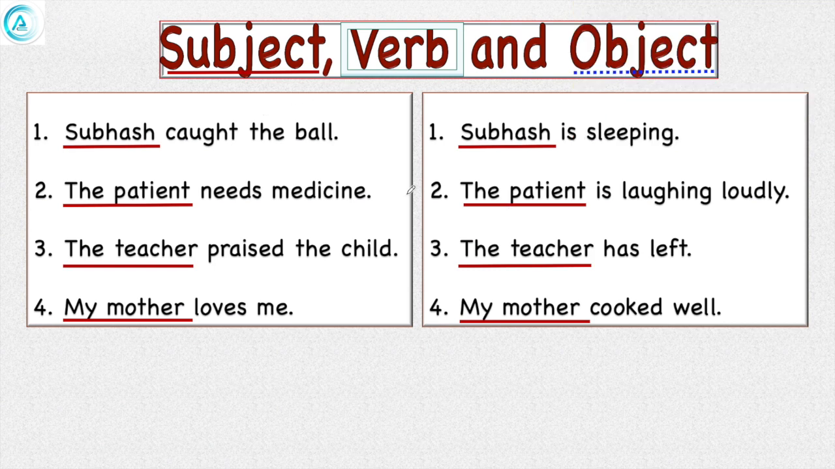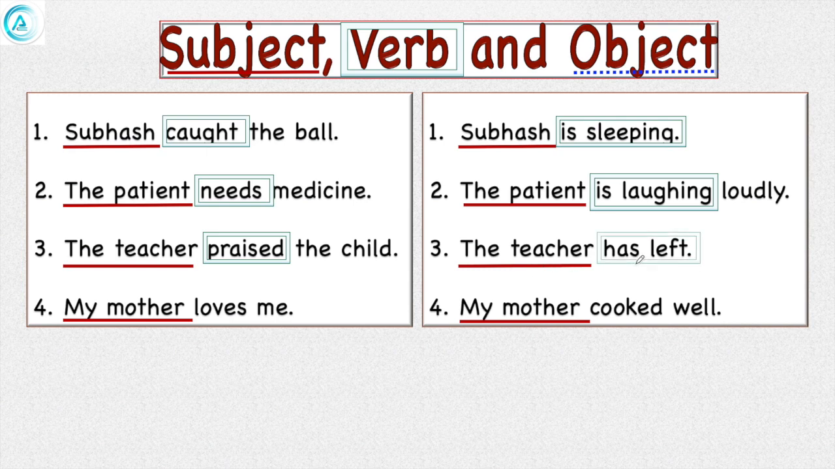Now let us see what a verb is. A verb is a word which denotes some action, state or possession. Subhash caught the ball. What is Subhash doing? He caught the ball. So caught will be the verb. Here Subhash is sleeping. In this sentence, is sleeping is a verb because it is showing the action. The patient needs medicine. The patient is laughing loudly. The teacher praised the child. And in this, the teacher has left. Has left is present perfect tense. So a verb can consist of two or more words also. My mother loves me. My mother cooked well. So friends, all these words are verbs which are enclosed, and the underlined words are the subject.